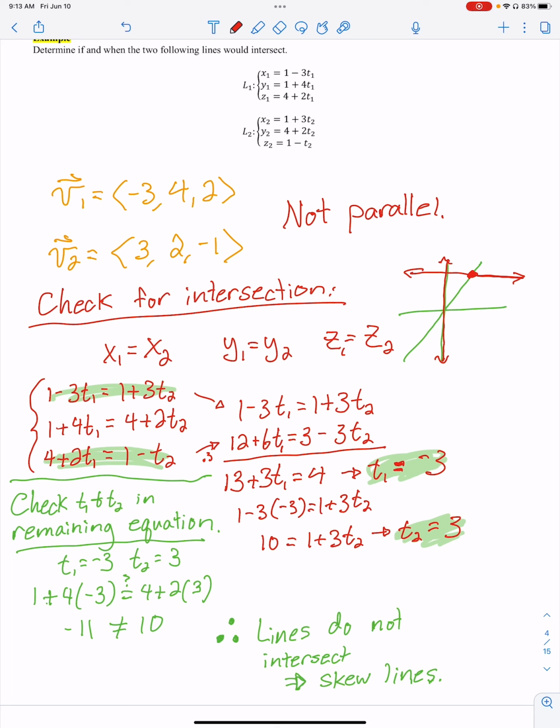So that's what we did down here, is we checked to see, hey, would that work for the y component as well? It does not work for the y component. Since it doesn't work, that tells me the lines are skew. If it did work, then we would plug T1 and T2 into one of my lines and find the point of intersection.